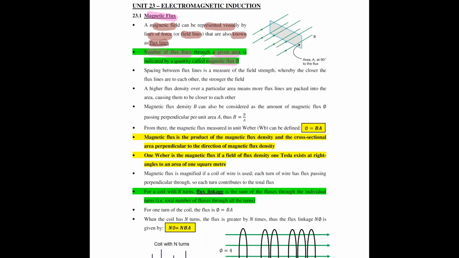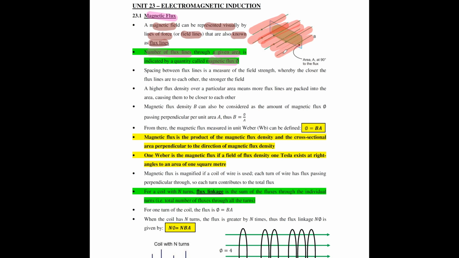You can think of it as the number of magnetic flux lines you can see in a given area. That is what flux actually is. So you look at the diagram here, you have a certain area here, and then you have a number of flux lines that pass through that area. That is what we mean by your flux.